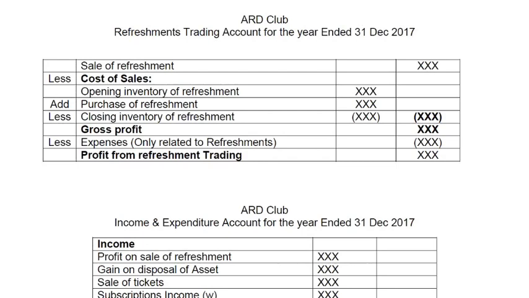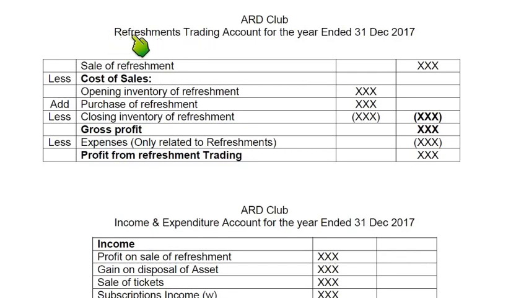Now let's move further. Let's see the accounting aspects of these not-for-profit organizations. As you may be aware from your earlier studies, we need to make an income statement for any for-profit or commercial business. In a not-for-profit organization, there are basically two kinds of income statements. One income statement is known as a refreshment income statement.